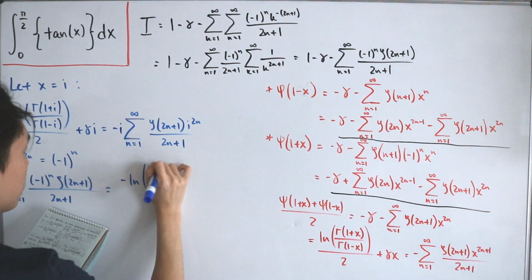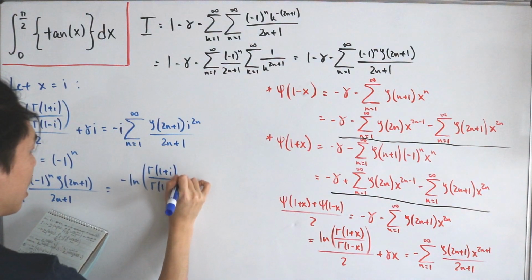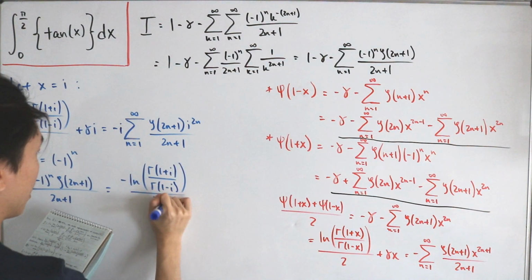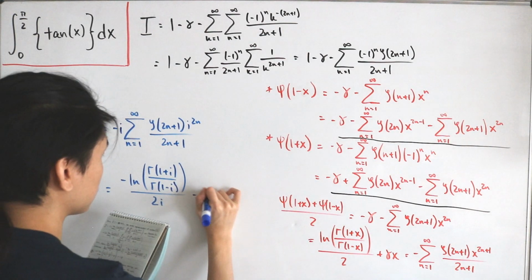so divide the negative i to both sides, so I have negative ln of gamma of 1 plus i, and then divided by gamma of 1 subtract i, and then divided by 2i, and if you want to, just multiply the i to both the top and bottom, so that would actually just cancel out to be a positive, so minus gamma.